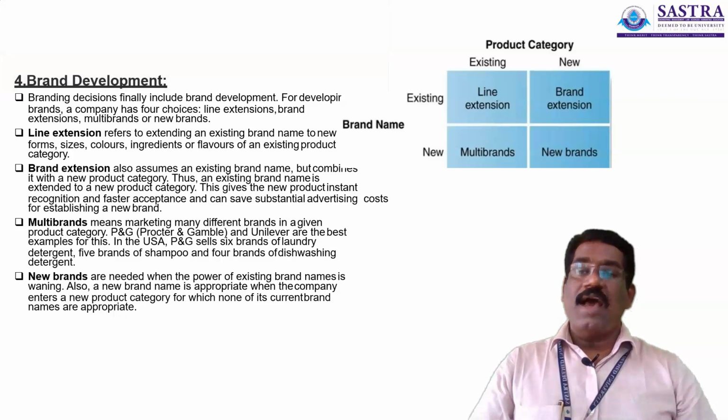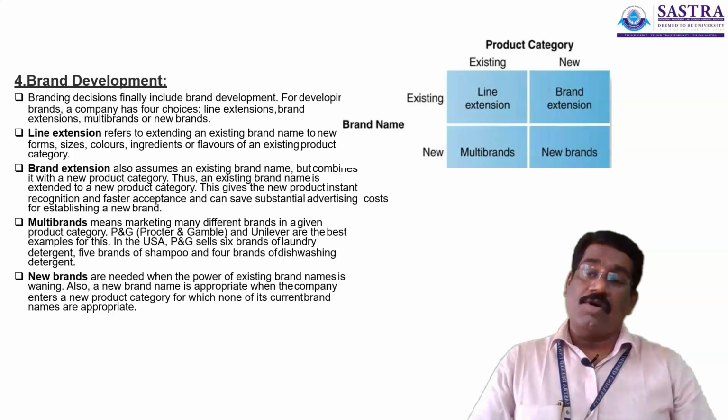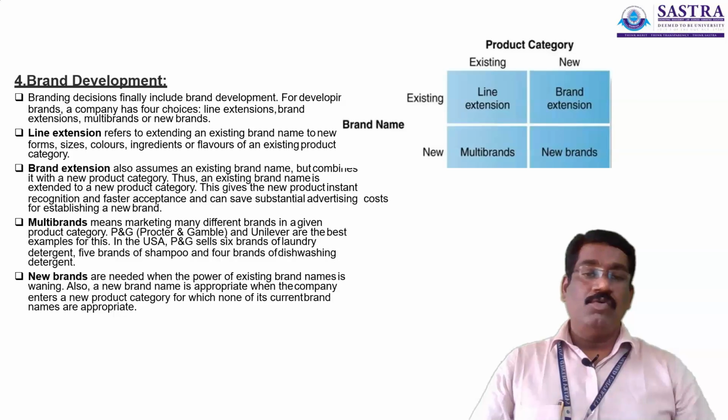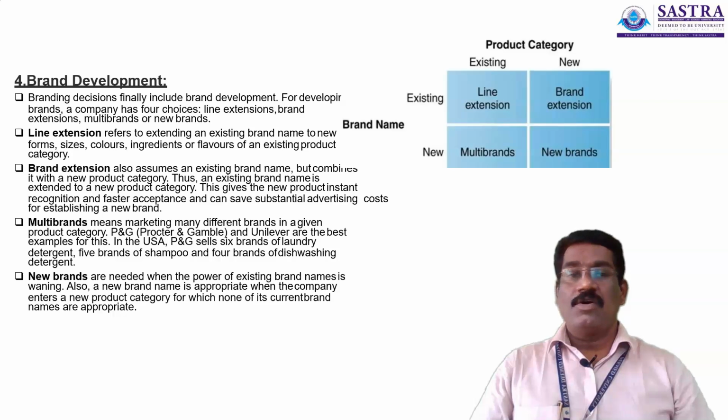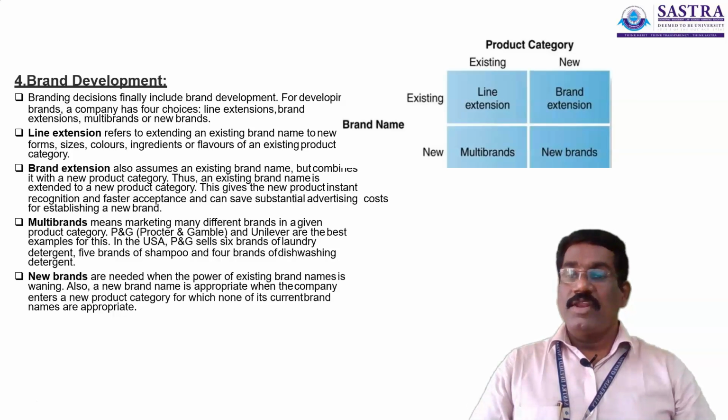And the other final decision is brand development. For developing brands, a company has four choices: line extension, brand extension, multi-brand, or new brands. Line extension is existing and existing. There are two variables we have taken here: brand name and product category. If you look at the first quadrant, we can talk about line extensions. It refers to extending an existing brand name to new forms, sizes, colors, ingredients, or flavors of an existing product category.